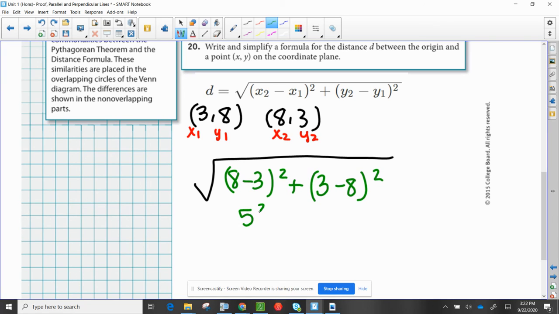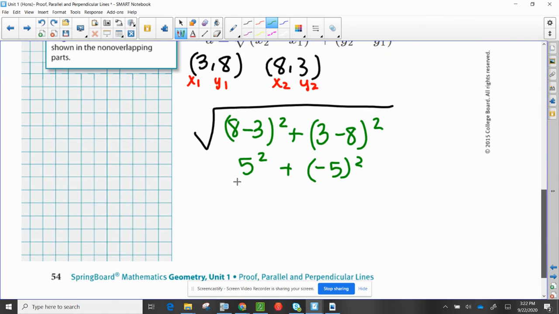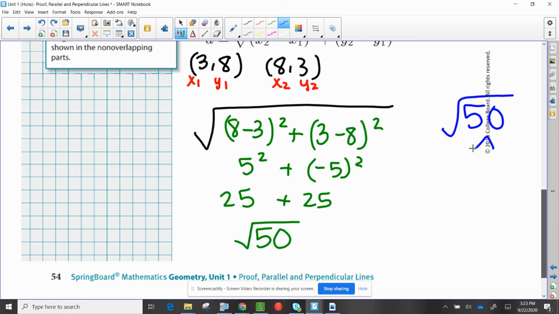So this is going to give me 5 squared plus negative 5 squared. So 5 squared is 25. Negative 5 times negative 5 is another 25. So we get the square root of 50 here when everything is simplified out. Okay, so again, remember, we can't leave our answer like that. So let's reduce the square root of 50, find a perfect square that's in there.